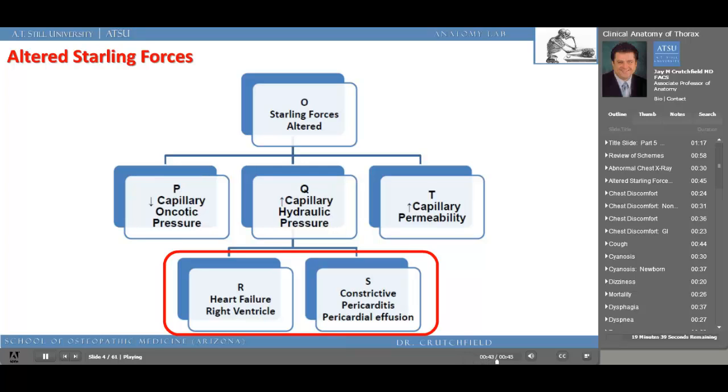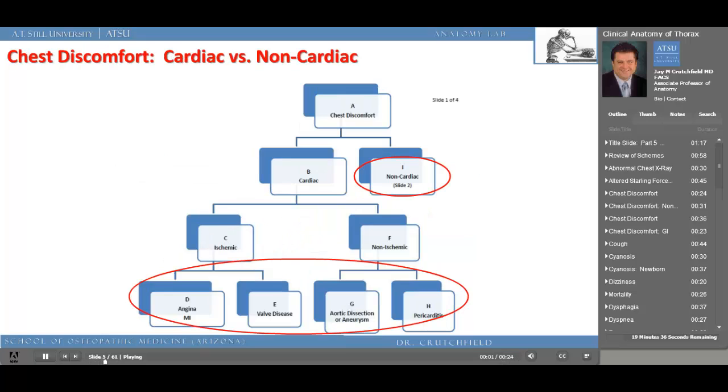Of course, it inherently makes sense that in order to understand chest discomfort, you need to understand the anatomy of the heart and the pericardium. But what about the non-cardiac causes of chest discomfort, such as a pleural effusion, pneumonia, atelectasis, broken ribs, cancer? In order to complete this scheme, you'll definitely need to understand the anatomy of the thoracic cavity and the mediastinum.